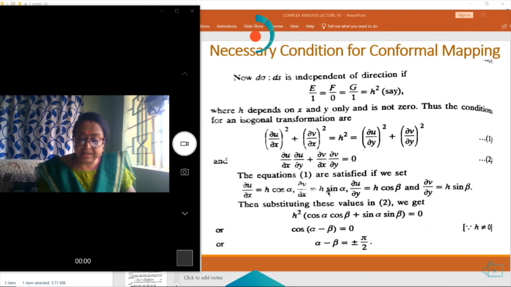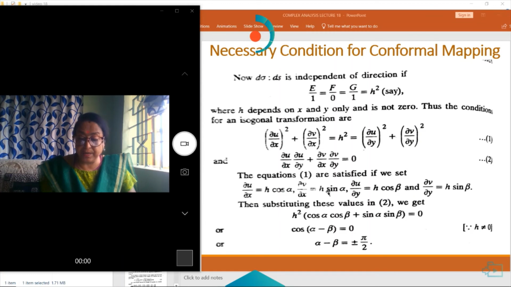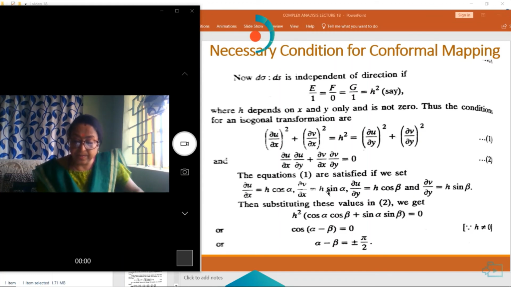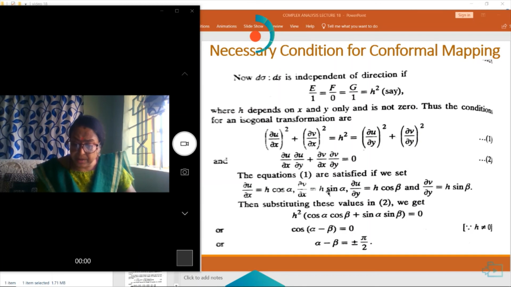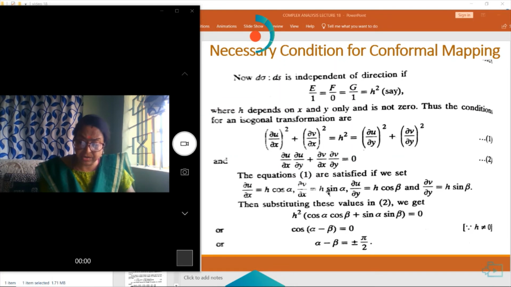So (del u by del x) whole square plus (del v by del x) whole square is equal to H square, which is equal to (del u by del y) whole square plus (del v by del y) whole square, and F is equal to 0, so the coefficient of F is taken as 0. Now we take del u by del x as h cos alpha, del v by del x as h sin alpha, and so on.